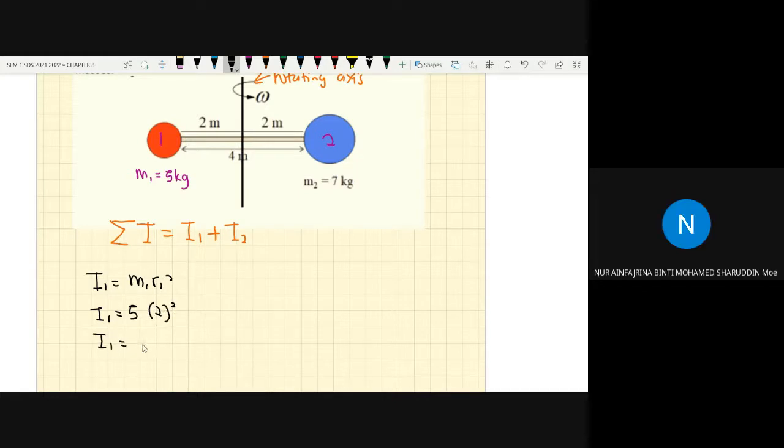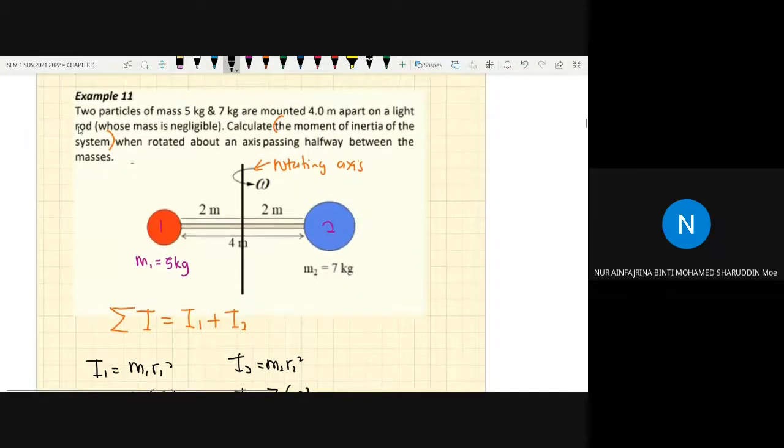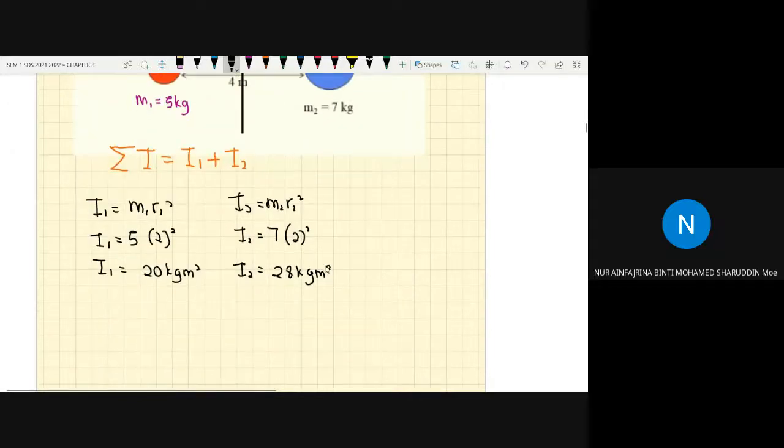So, therefore, you get your moment of inertia for particle 1 is 20 kg meter squared. Same goes to this one, I2, M2R2 squared. Mass of particle 2 is 7, while the distance from the rotation axis is 2. And then awak akan dapatlah dia adalah 28 kg meter squared. But the question asks us to calculate moment of inertia of the system. So bila dia cakap of the system, dia masukkan the whole thing lah. Jadi awak tambah je. 20 plus 28 equals 48 kg meter squared. Okay, boleh?